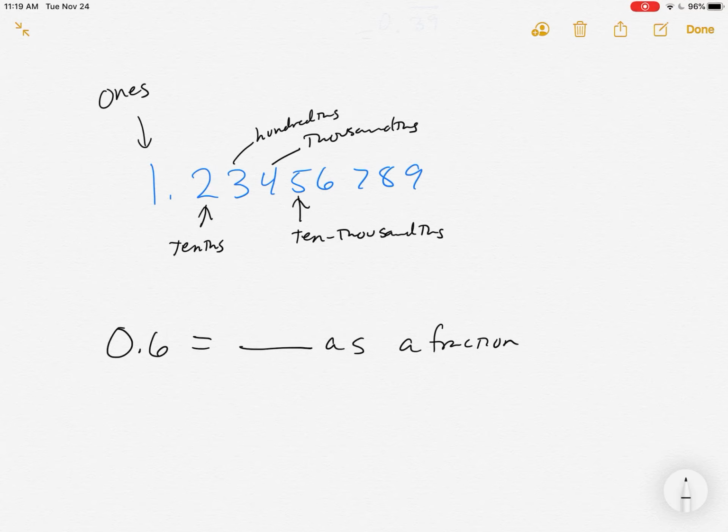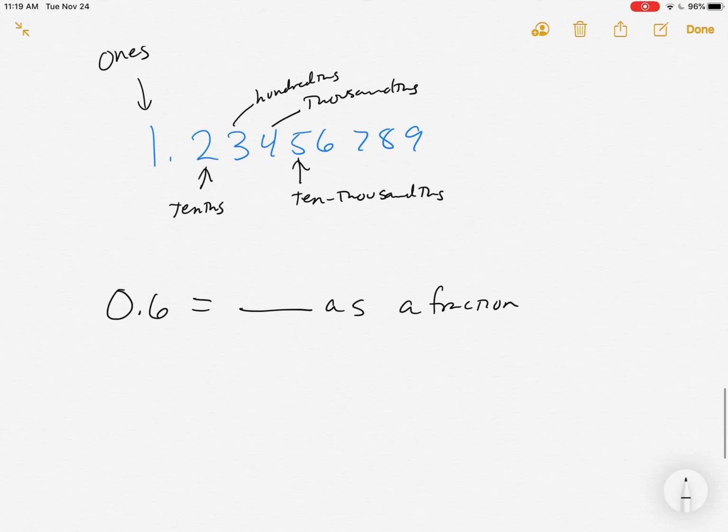And that's a really easy problem to solve if you know how to read it. This is the number 6. We read the only number present and then name its placement. 6/10. 6/10. Now they won't leave it like that. They'll reduce it. But 3/5 is that answer. If you looked at 3 divided by 5, it would come out to be 0.6. And so they're just wanting to remind you how to translate between there.